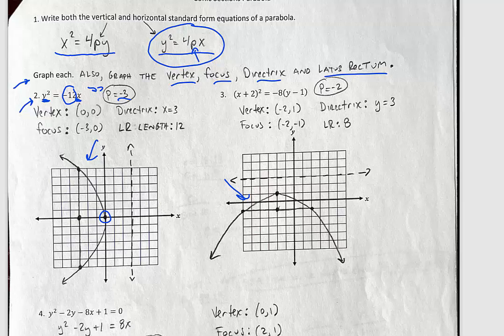So I know this guy's opening left and right. So I go to the center. Since p is 3, I'm going to count out 1, 2, 3. That is going to be my focus. And if I count to the right now, the back side of the parabola, 1, 2, 3, that's going to be my directrix. So I draw a dotted vertical line here at x equals 3. Put my focus here. I know my parabola is opening left now.